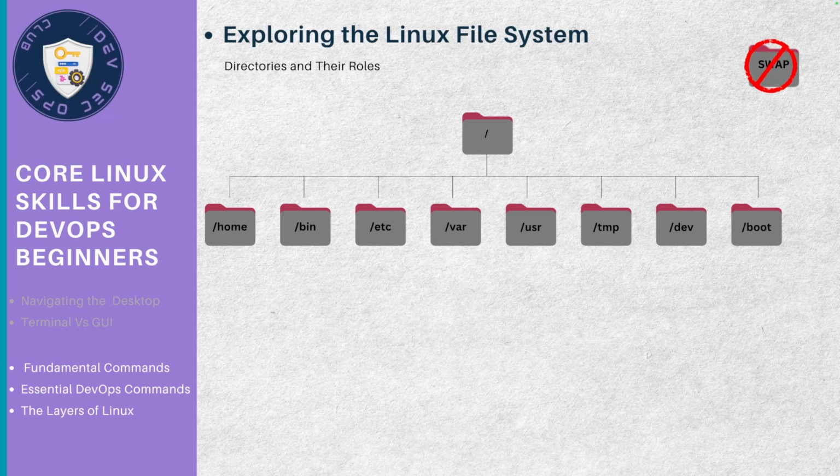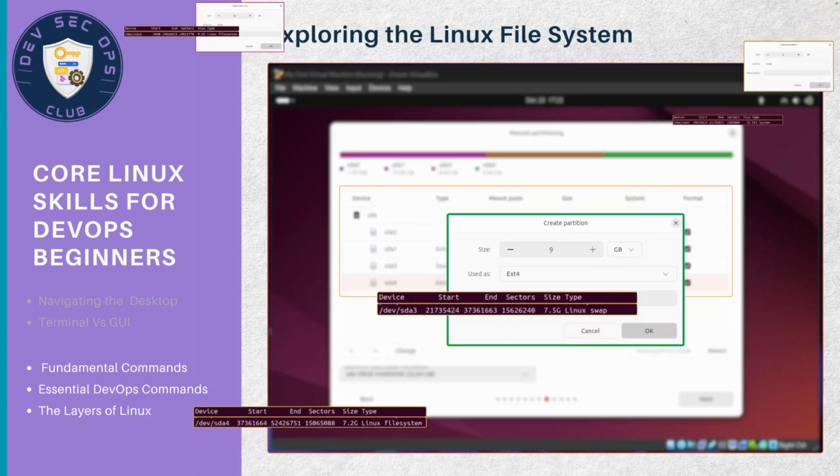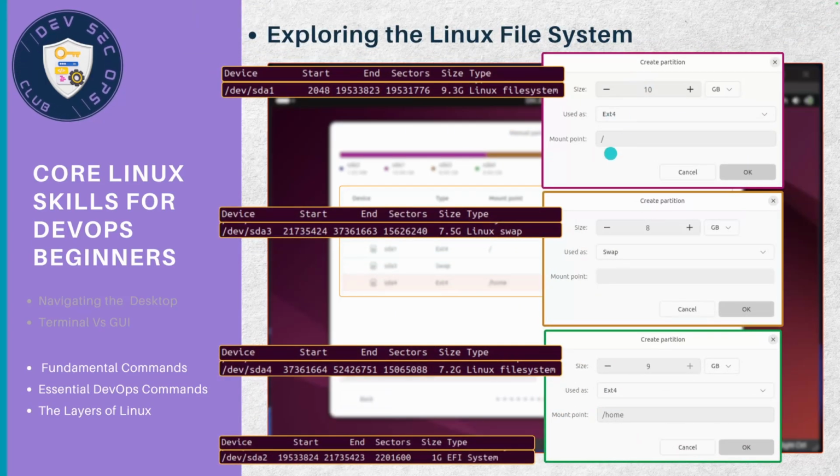So this is our directories and their roles. When we did the partitioning, what we did was we provided a mount point that was the slash, which, as I told you, is a really important one. Let me show you once again. Yeah, so the very first we provided this one, and then we provided this one, /home. But the very first thing was the slash.